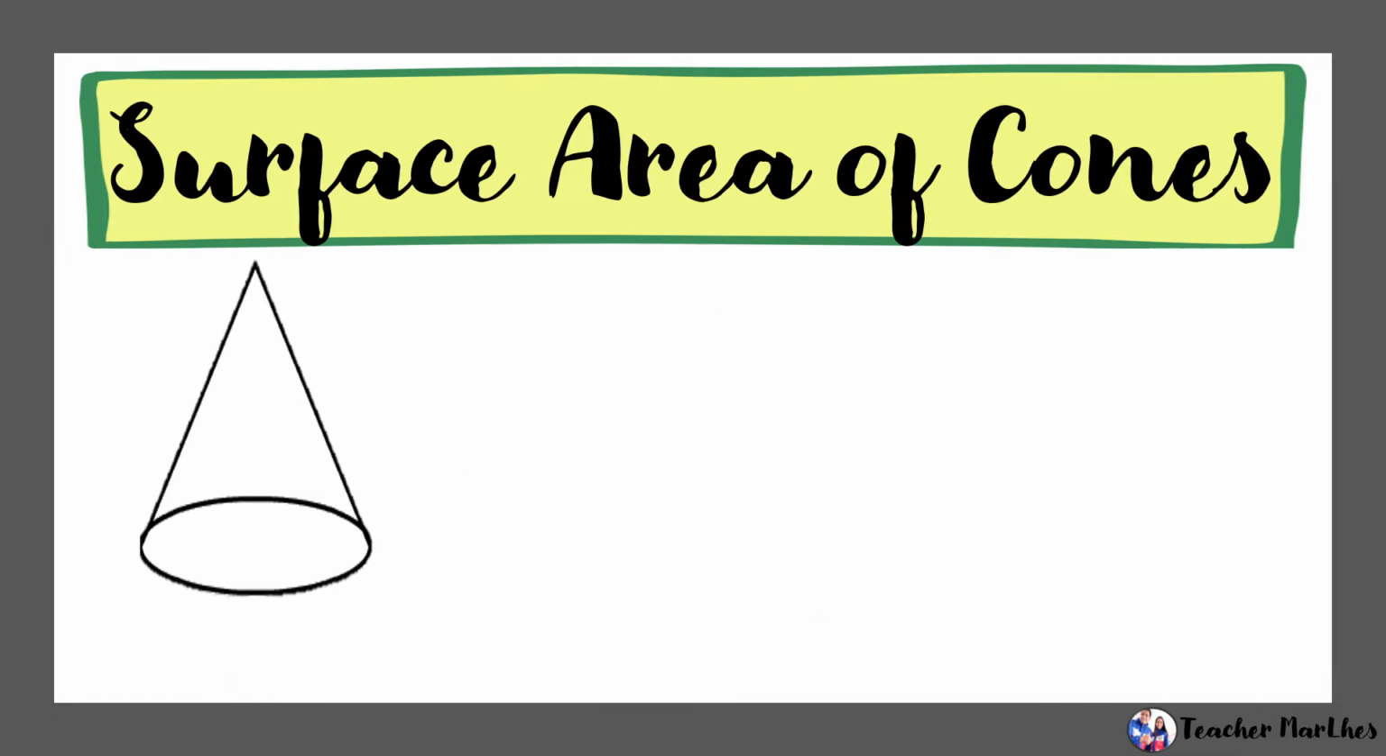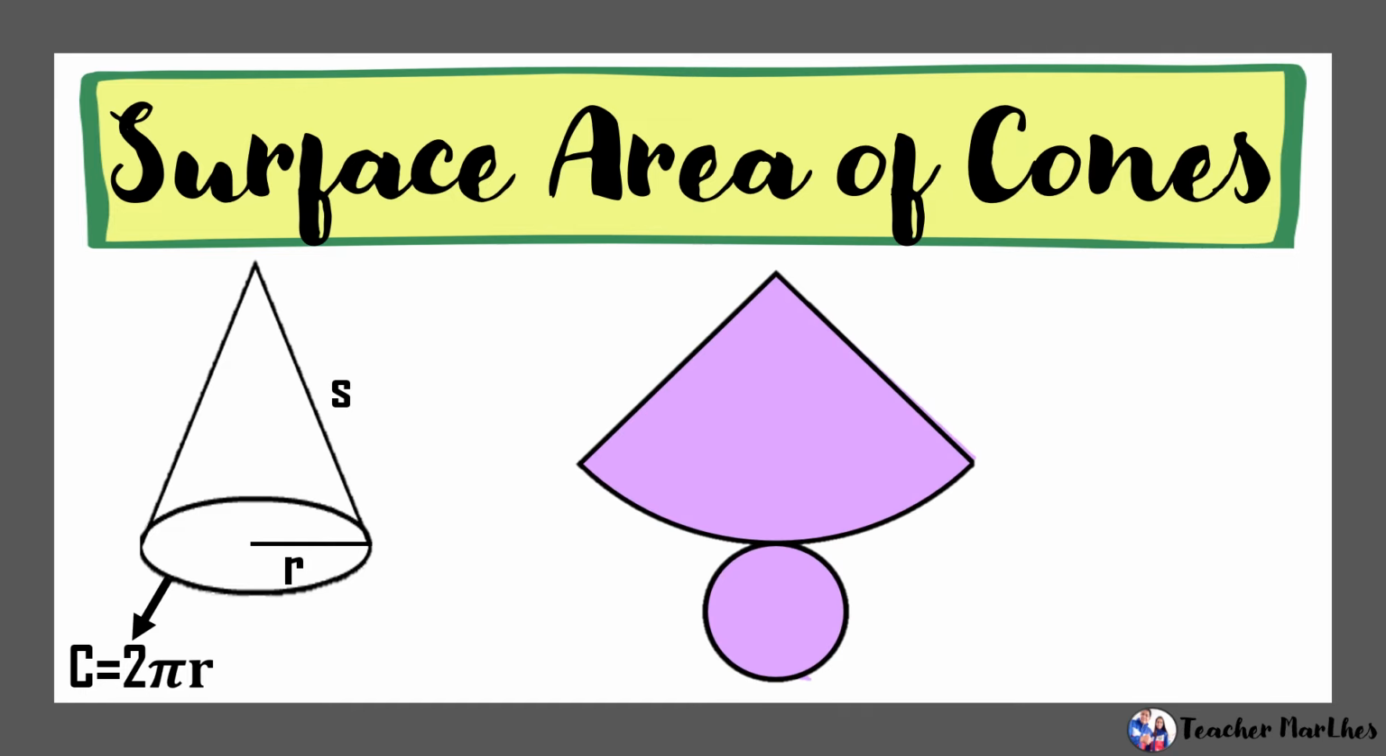For cone, we have its circumference, 2 pi radius, and the slant height. So, gamit ang net nito, this is the circumference and the slant height.